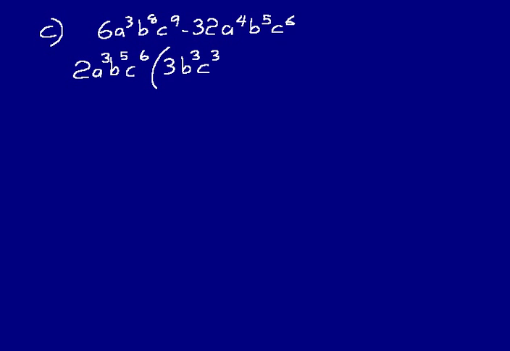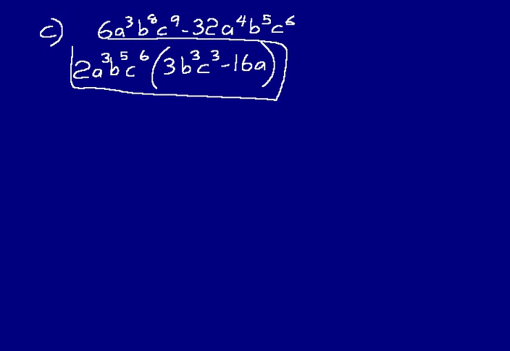Now, look at our second term, and we see that we have a negative 32. So we think 2 times what would give us a negative 32? That would be a negative 16. And then we look at our a terms, and we would need at least an a. We wouldn't need anything for b because it's already b to the 5th, and then we wouldn't need anything for c because it's already c to the 6th. So we're done. That's our factored form. Remember, we can always expand that factored form back out, though, to check our work if we need to.